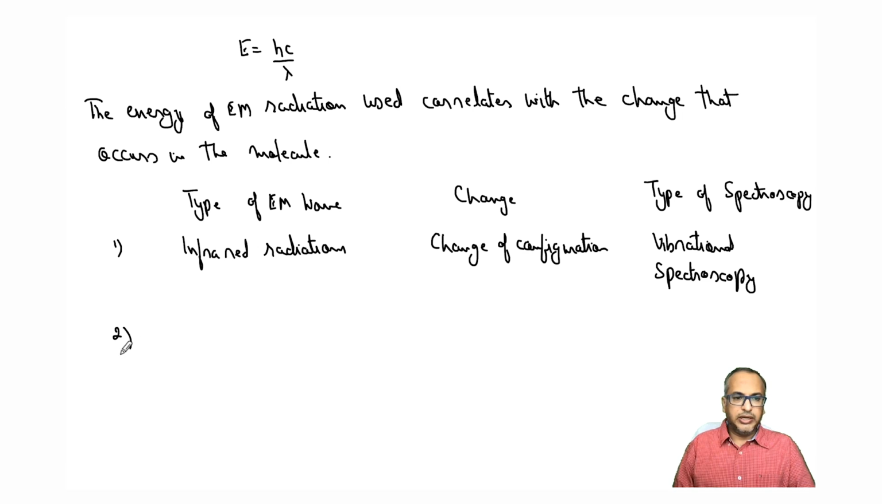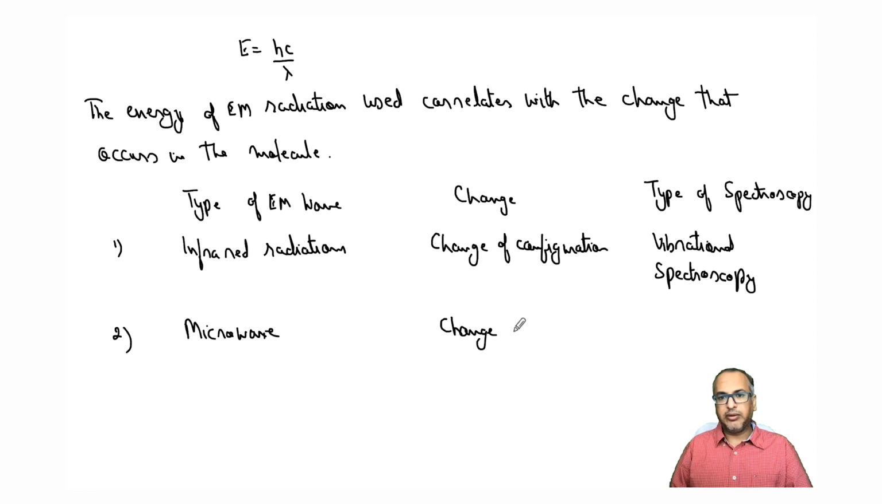Okay. Now second is microwave. Again, you must have all used a microwave in day-to-day life. It's a part of almost everybody's kitchen now. There you excite the water molecule and you let the water molecule heat up the food which is kept in there, right? So what happens there? There is a change of orientation of the molecule. Because with microwave, what you're doing is you're actually rotating the molecules. So change of orientation. And this is called rotational spectroscopy.